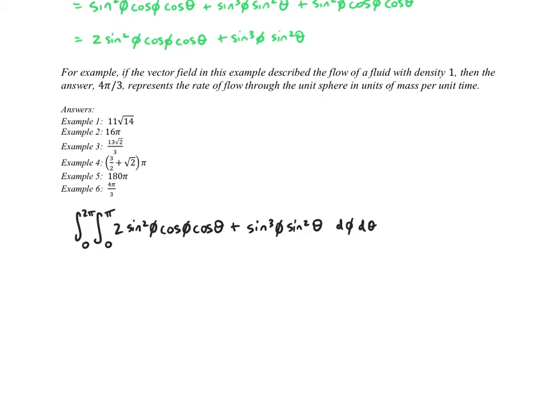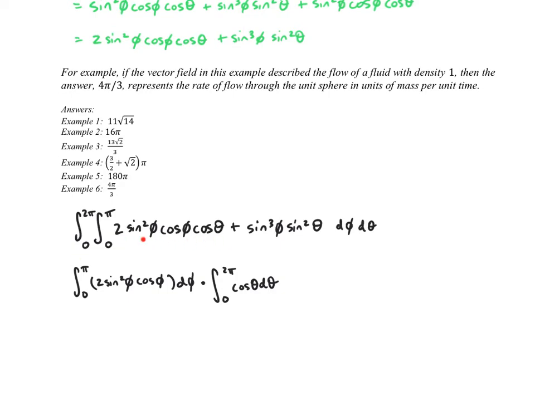Now, remember, we can split this up, which is going to save us a little bit of time. So, for instance, we could do the integral from 0 to pi of 2 sine squared phi cosine phi d phi, and then we have times the integral from 0 to 2 pi of cosine theta d theta. So that would be just this first portion of the integrand.